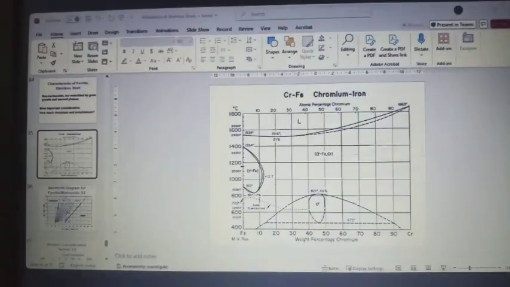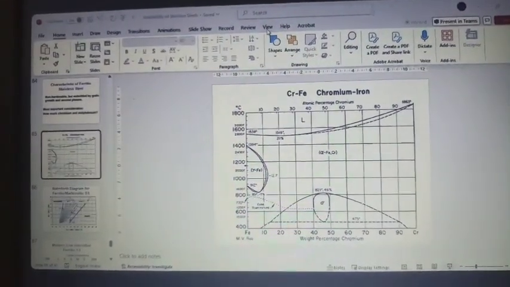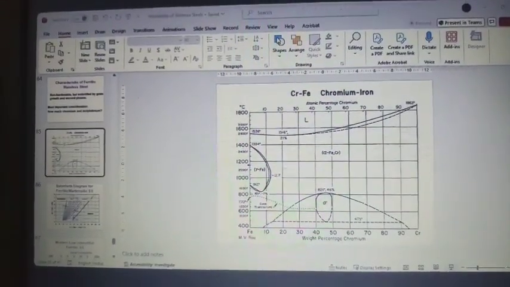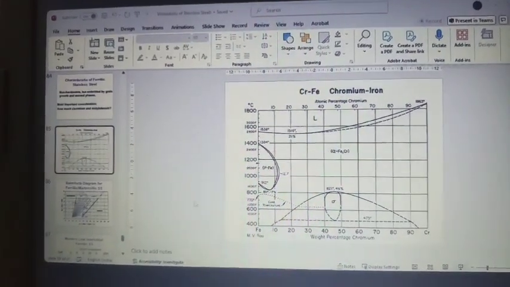So this 304, 316 will come under which type, sir? It is austenitic stainless steel. Austenitic, okay, correct.